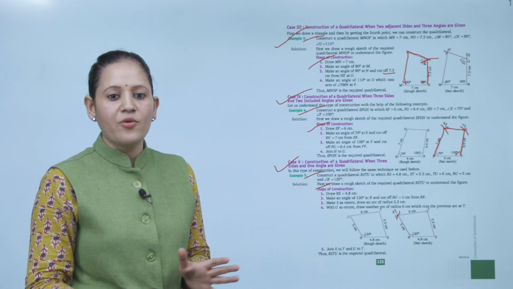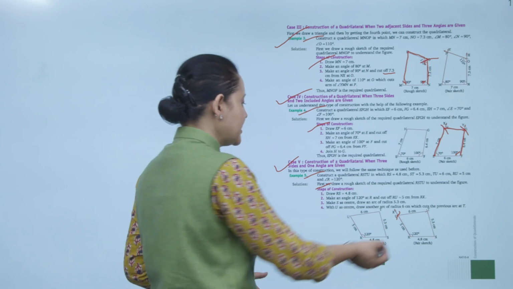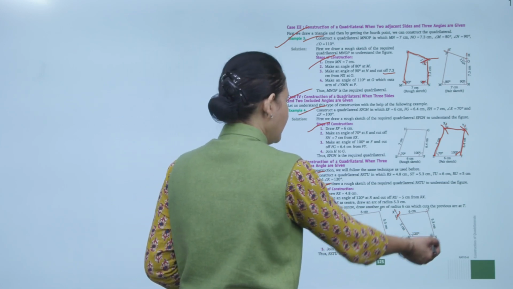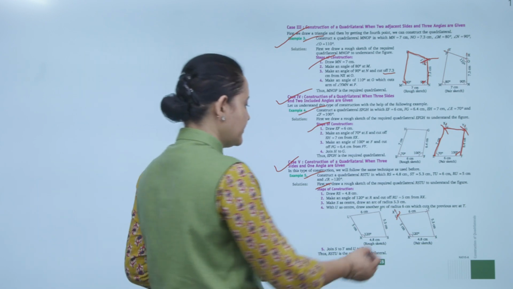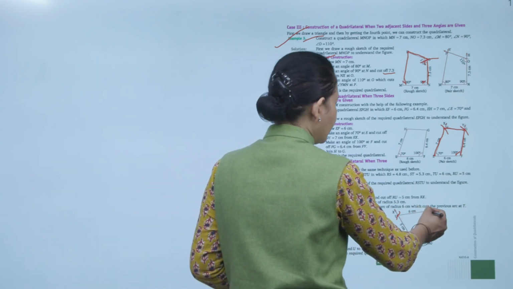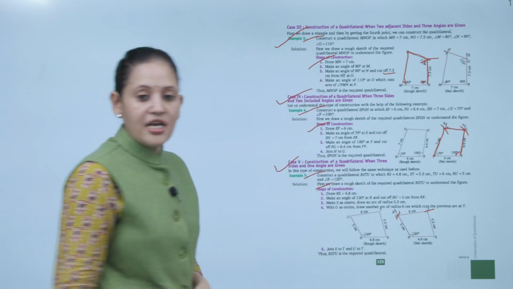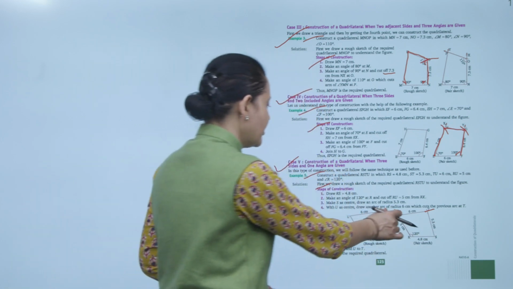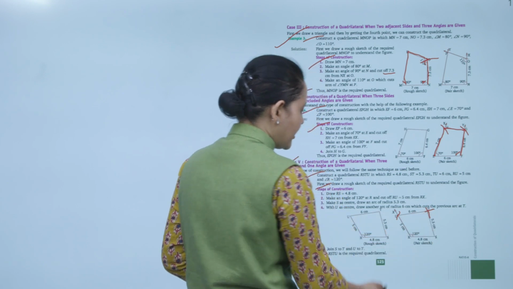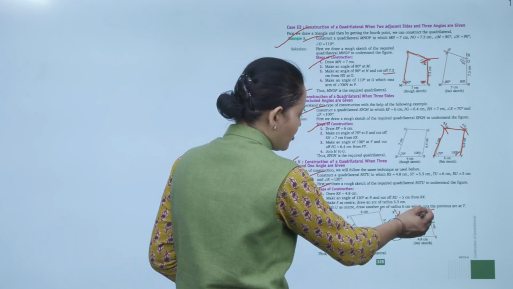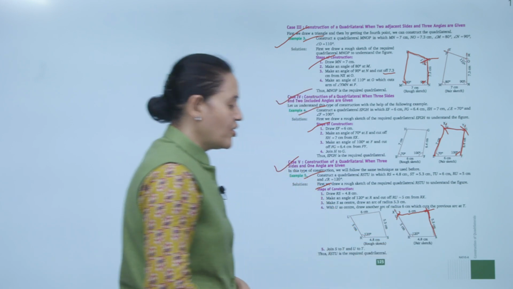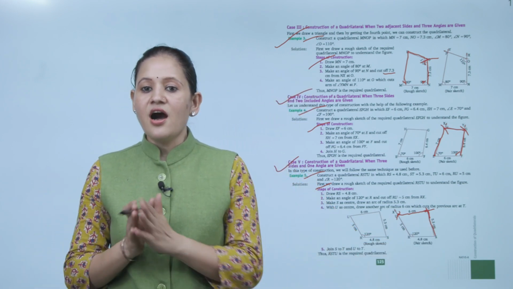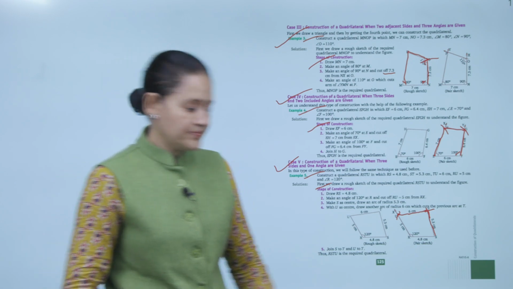Clear? Now we'll take S as a center and draw an arc of radius 5.3 cm. Clear? We'll make an arc of 5.3 cm. Now we'll take U as a center and make an arc of 6 cm. That is the point T. We'll join them. So this is our required quadrilateral RSTU.